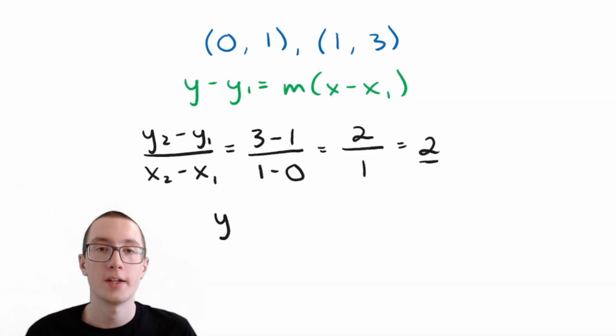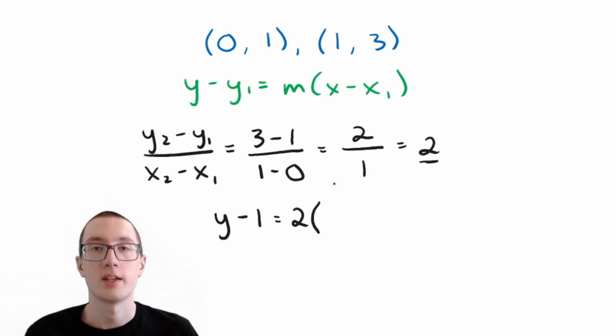So we have y minus, and then y1. We know what y1 is. I'm going to choose this point to use just because they're smaller numbers and it'll make it easier. So y1 is the y, so that's 1. We know what m is. We just figured out that m is 2. X stays the same. And then x1 is going to be the x of this point. And the x is 0, so we're going to put 0.